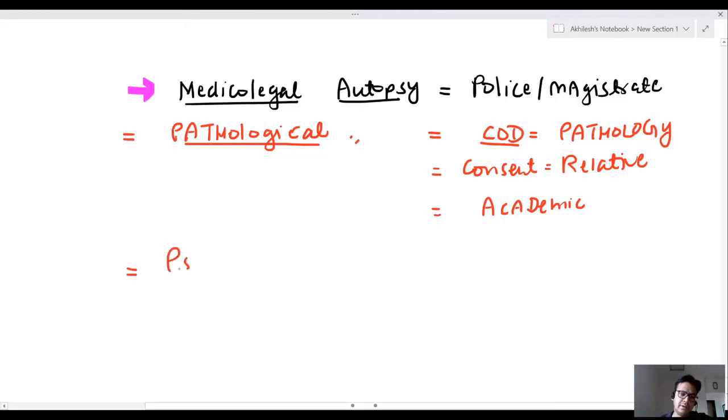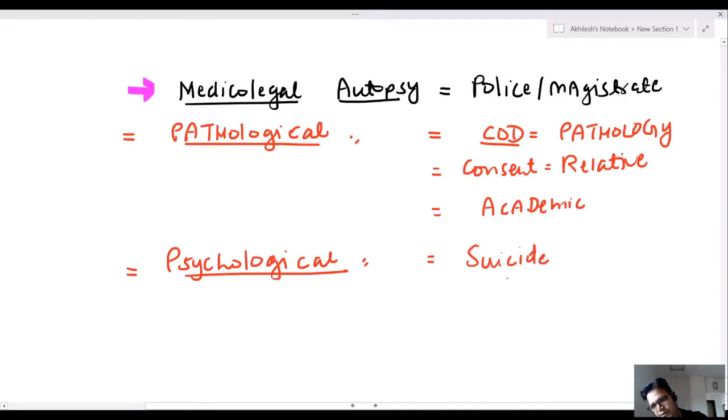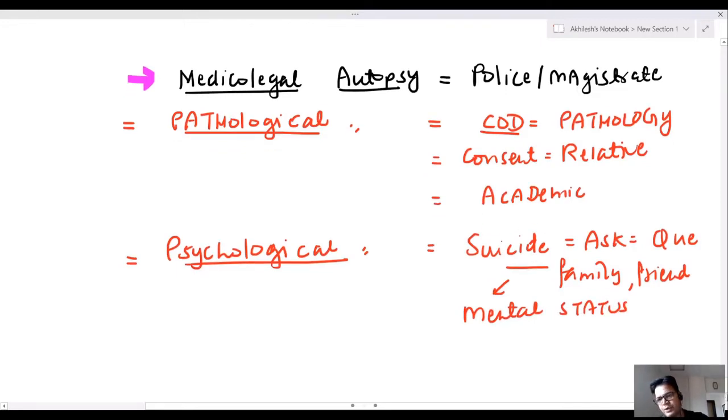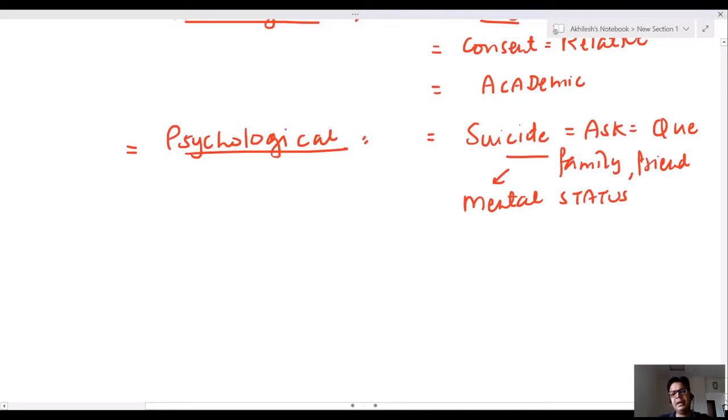Now, psychological autopsy. Sir, psychological autopsy, same thing which happened with Sushant Singh Rajput. What is psychological autopsy? Sir, in suicide cases, we ask question to family member or friends, and we want to know the mental status of a person at the time of suicide. This is known as psychological autopsy.